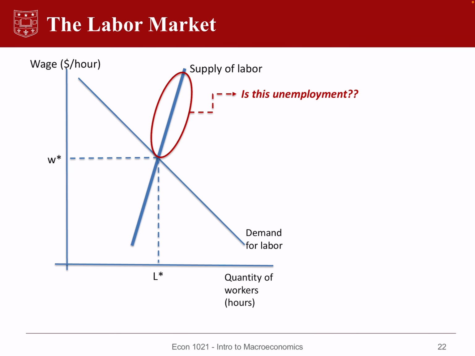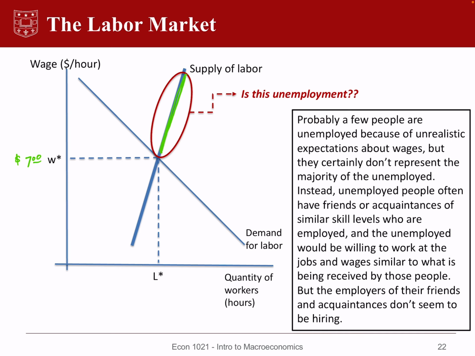So we can ask ourselves, is it these people? If we think about unemployment, is it the people who say, I observe that the W star wage, maybe is $7 per hour, but I would only be willing to work if the wage were 8, 9, 10, $15 per hour, and so therefore I'm not employed. Is that how we think about unemployment? And the answer is conventionally no.